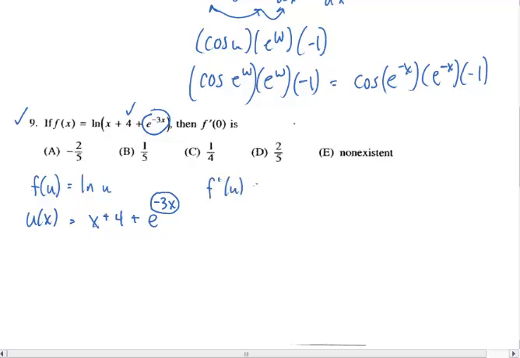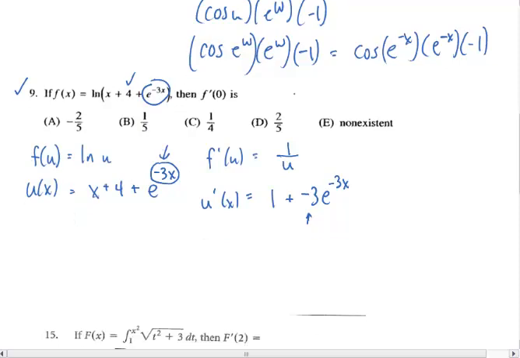f prime of u, the derivative of the natural log, is 1 over u. And u prime of x is equal to 1 plus negative 3e to the negative 3x. And that negative 3 is from taking the derivative of this part right here. So that's like a little mini chain rule going on. So they've got a chain rule within a chain rule. But now we put it all back together.